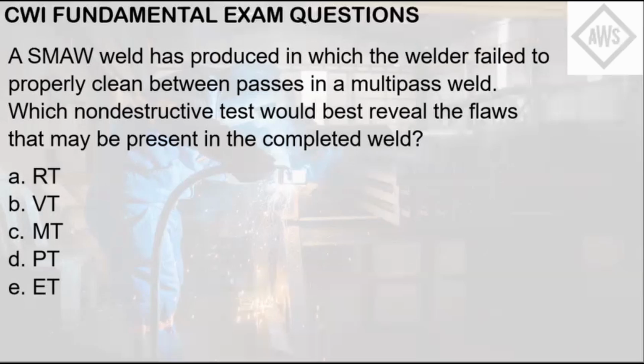Since the welder failed to clean passes in between weld in a multipass weld, this indicates that the flaw is likely to have occurred in the subsurface of the weld. Visual tests will have no use in subsurface flaws. You cannot see that by the naked eye. MT and PT are for near surface discontinuities. ET is also for near surface. The only NDT here that can detect subsurface flaw is RT. Hence, the answer here is letter A, radiographic testing.